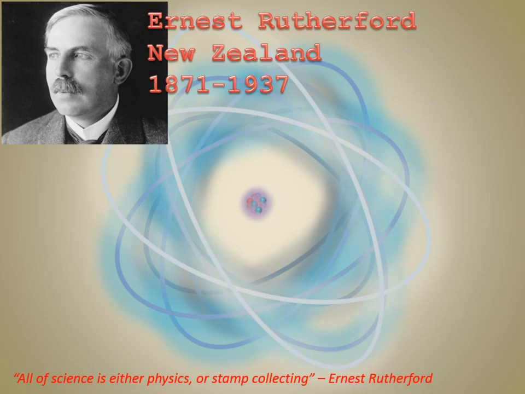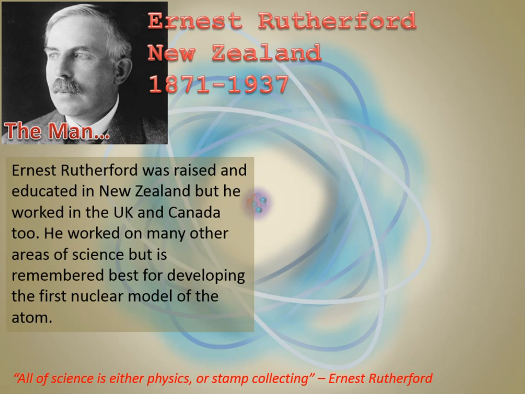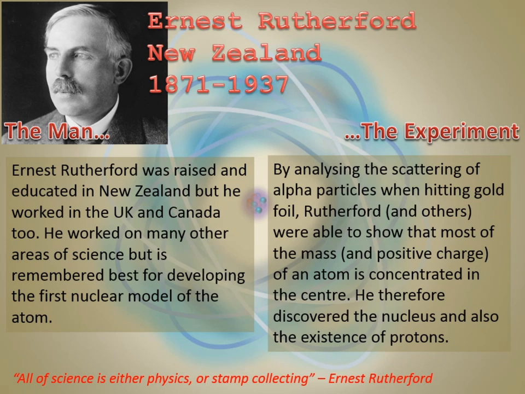So next came Ernest Rutherford, hailing from New Zealand, but he spent a lot of his working life in the UK and Canada. He worked on various different areas of science, but he's best remembered for discovering the nucleus. He analyzed the scattering of positively charged alpha particles hitting gold foil, and what he realized is most of the alpha particles went straight through the gold foil. They did not get scattered, or they were scattered by only a very small amount.